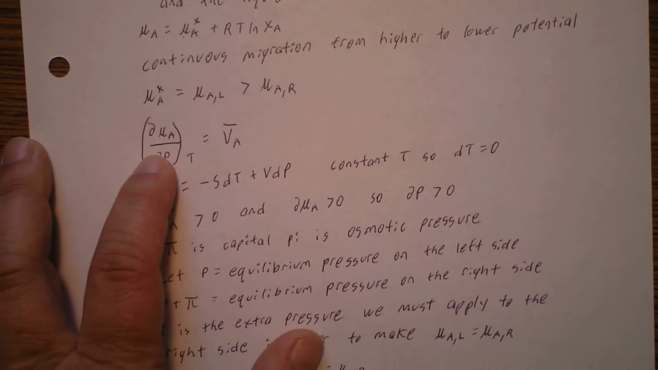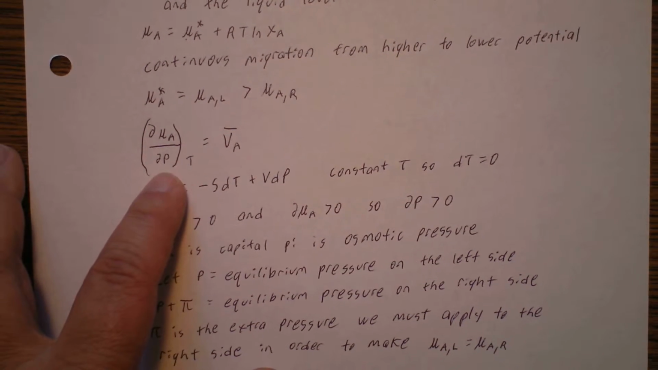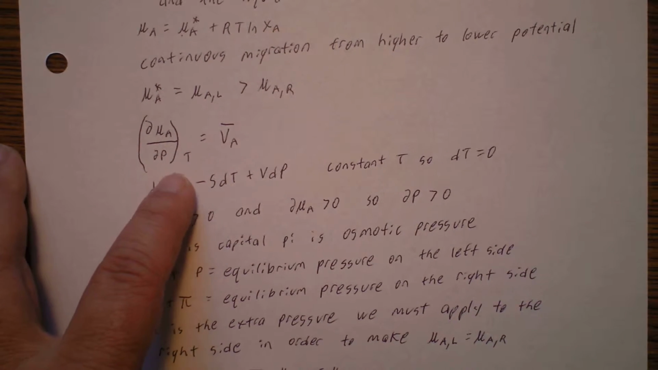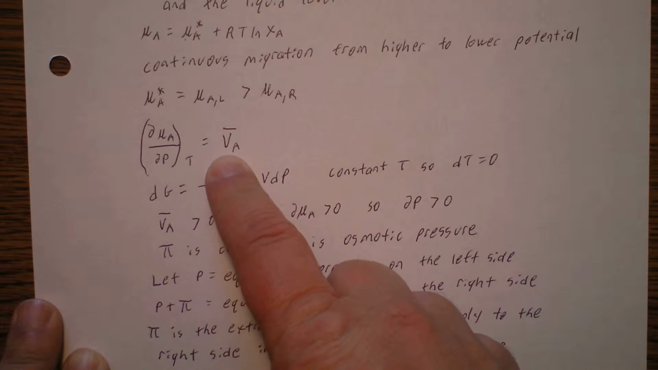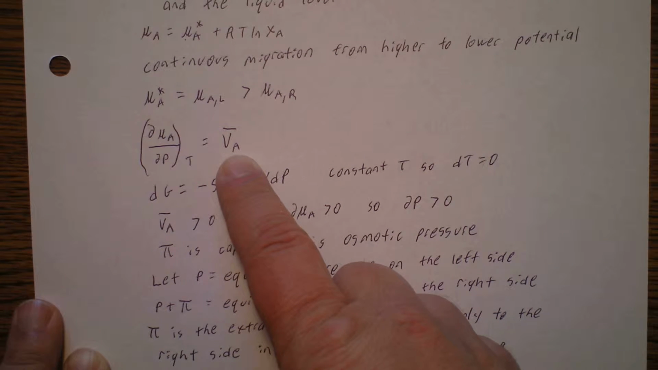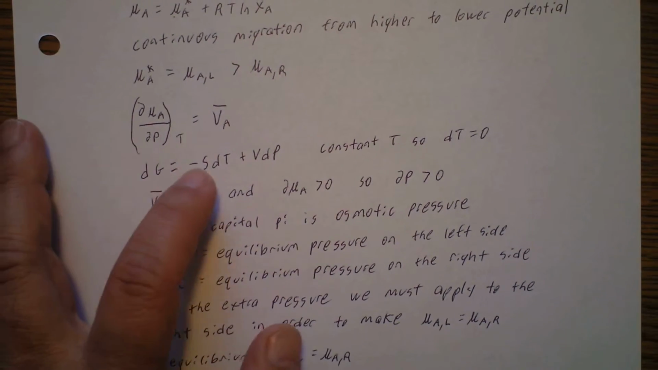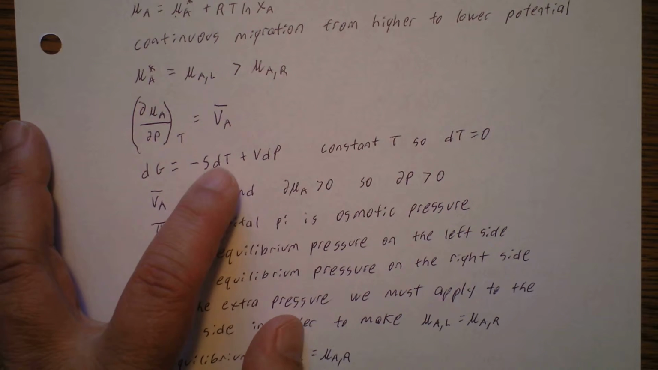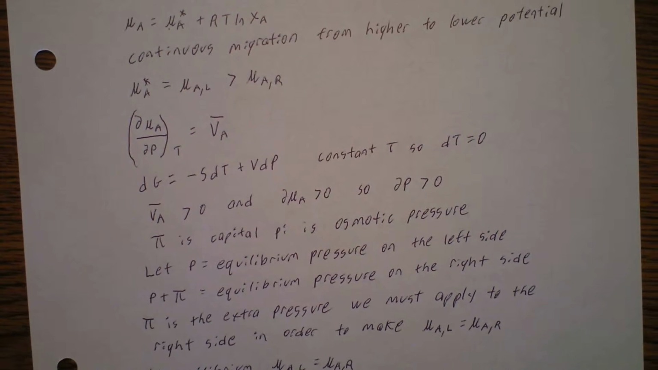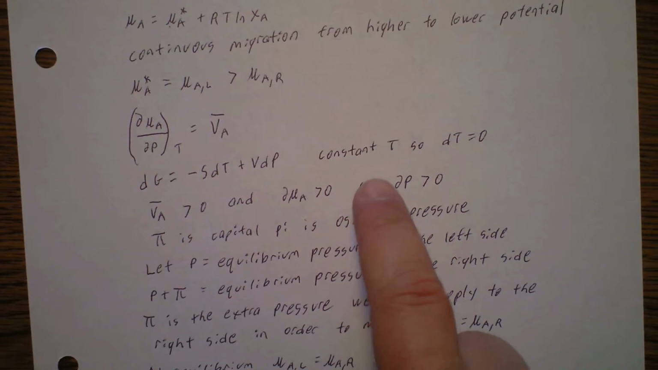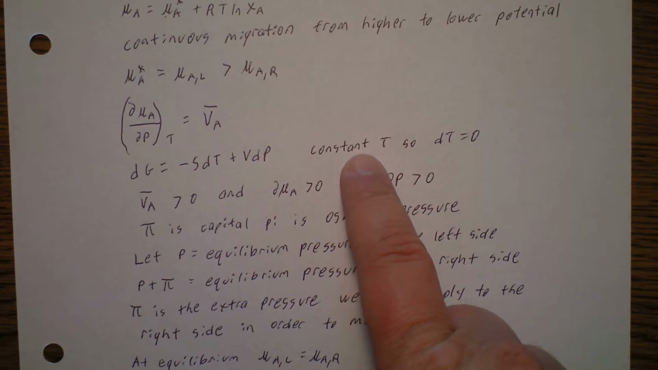Now remember, we know that the partial derivative of the chemical potential of substance A with respect to pressure, holding temperature constant, is equal to the average molar volume of substance A. Now we also have the differential of the Gibbs free energy is equal to minus the entropy times the differential of temperature plus the volume times the differential of pressure. Now we're going to assume constant temperature for now, which means the differential of temperature is going to be equal to 0.